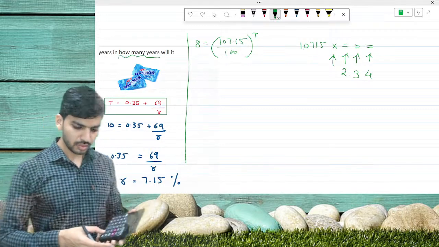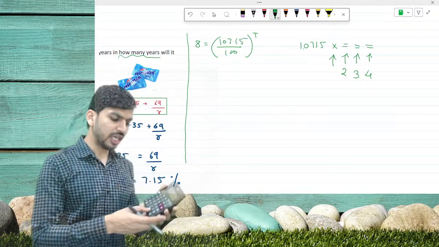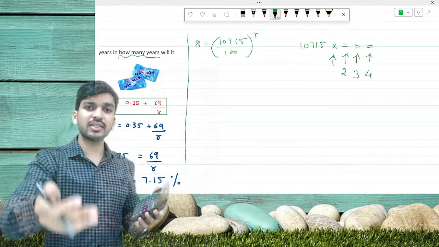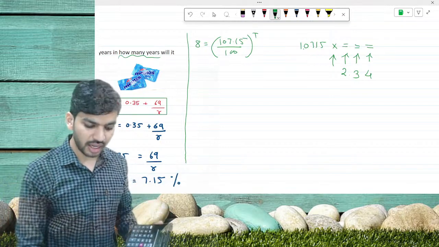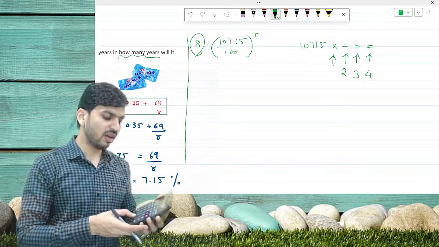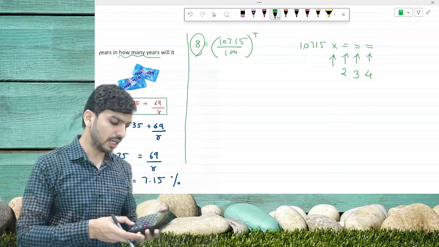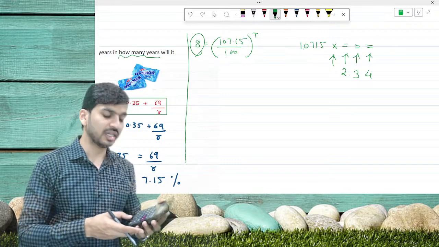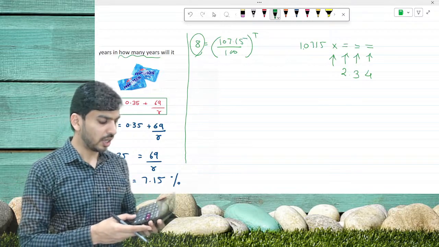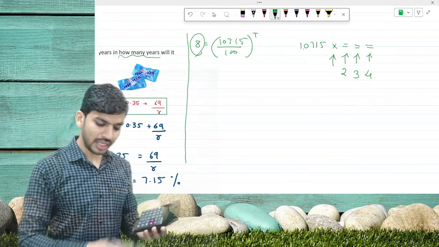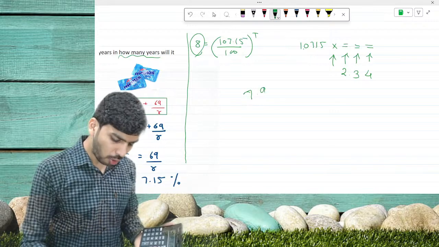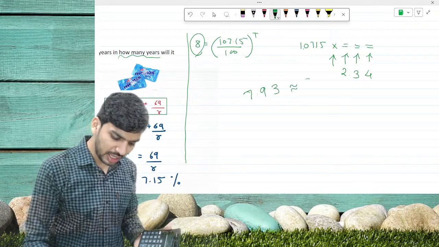So 4, 5, 6, 7, 8. We have to go on doing this until we have an answer near about 8. So 9, 10, 11, and so on, up to 26, 27, 28, 29, 30. At this point the value is showing 7.93, which is very close to 8.